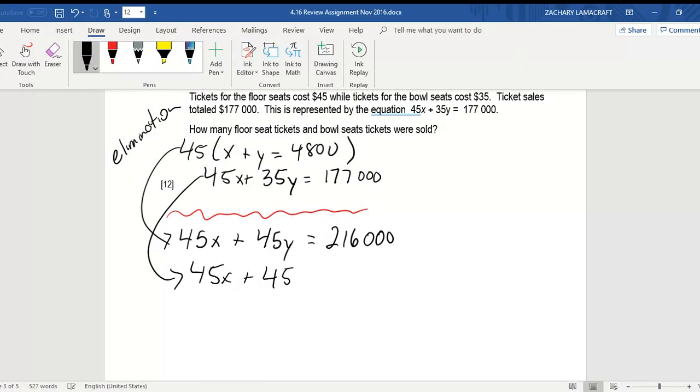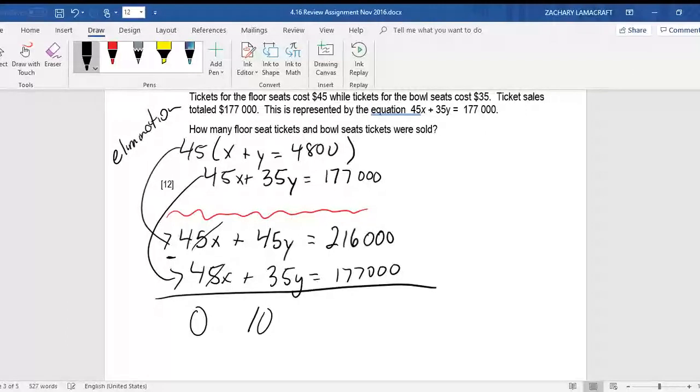And since we have two things we can eliminate that are both the same sign, we're going to do subtraction. Sorry, bottom one should read 35. So we're going to do subtraction. So these cancel out, being 0. 45 minus 35 is 10y. And 216,000 minus 177,000 is $39,000.